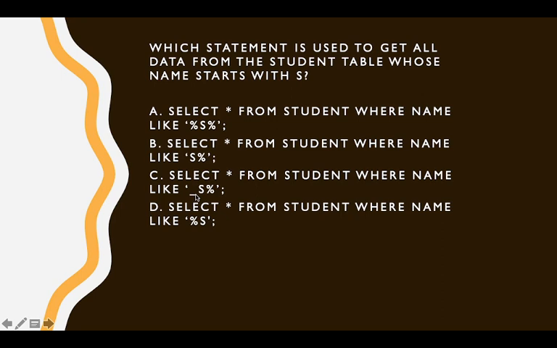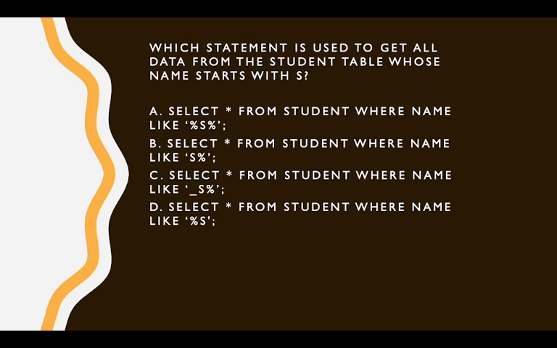this underscore symbol is used to match exactly one character, right? So now if you see the options that we have, first you'll obviously reject the first option because there's no % sign, right?